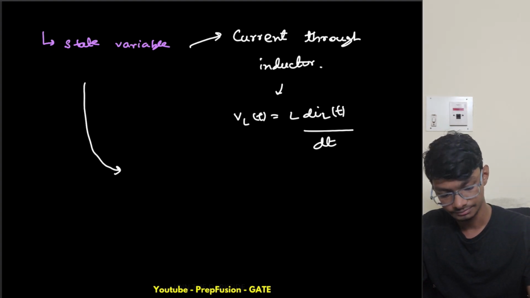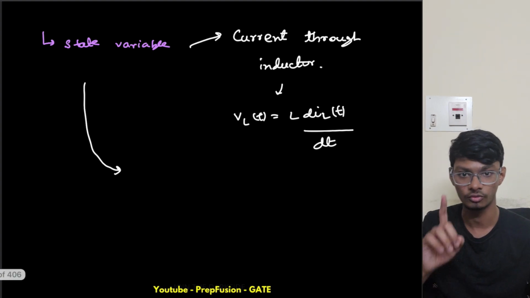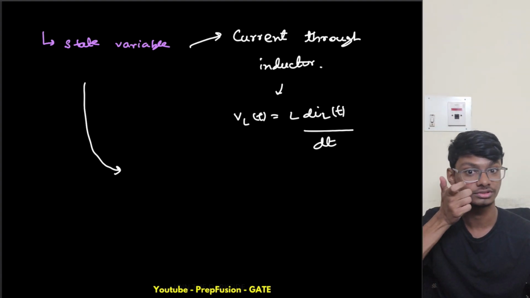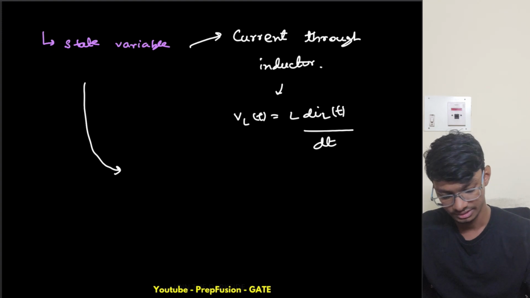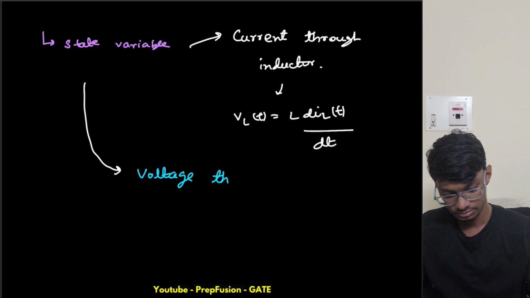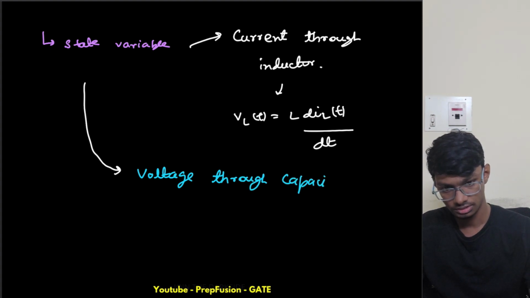Now what will be the state variable for a capacitor? For a capacitor, my state variable will be voltage. Why? Because it stores charge as energy. So voltage through the capacitor.